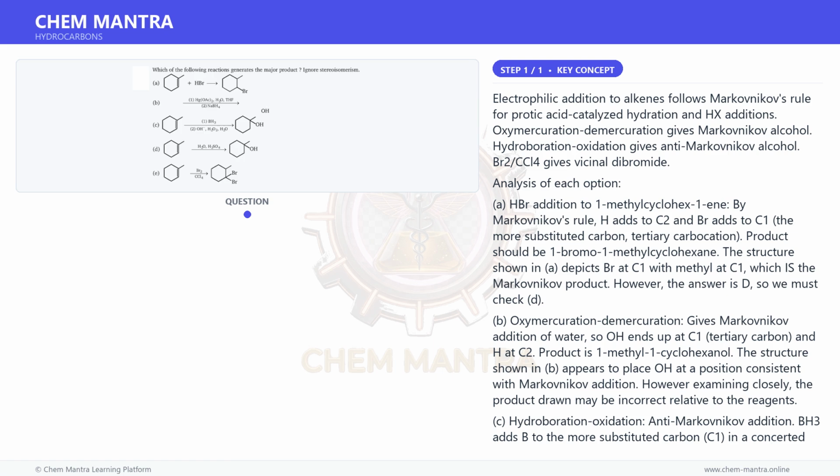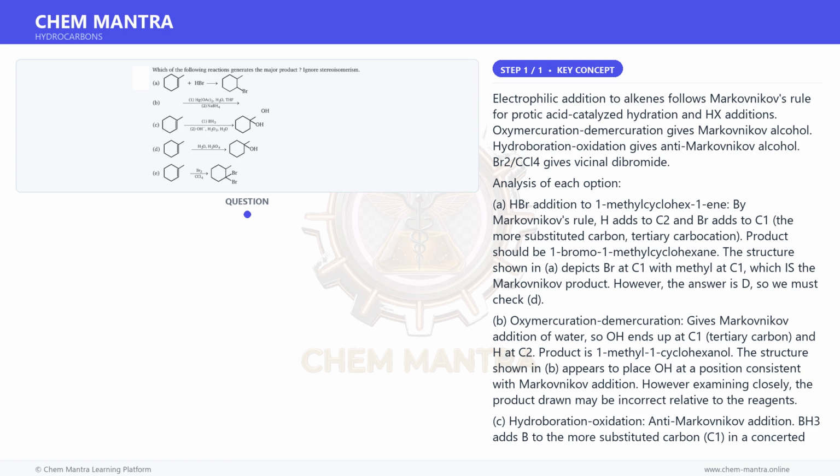Why is D specifically correct? Option D shows acid-catalyzed hydration giving 1-methyl-1-cyclohexanol, a tertiary alcohol at C1, which is unambiguously the Markovnikov product. The reaction conditions H2O, H2SO4 correctly produce this product.